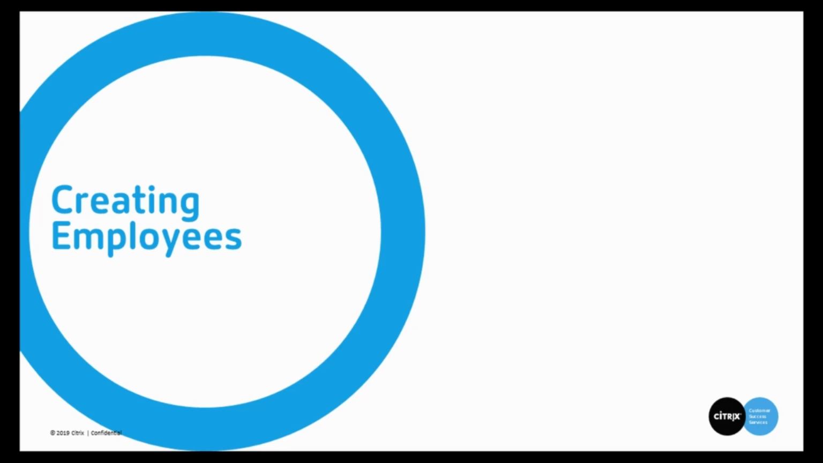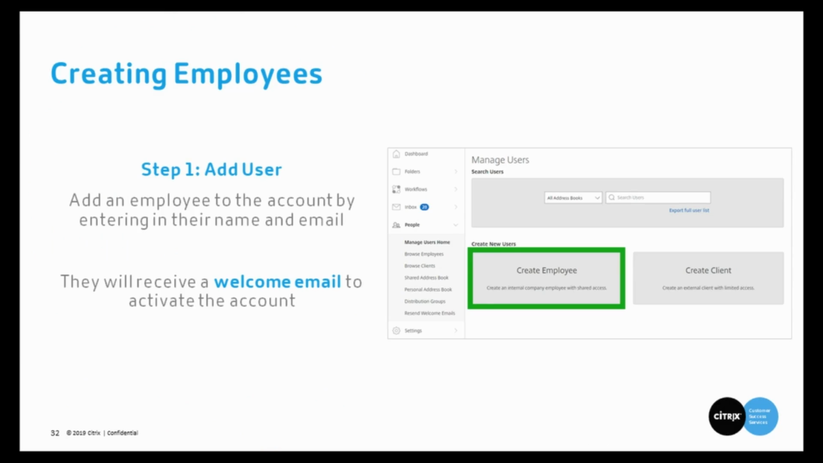Now, in order to create employees, there are 3 basic steps that you need to follow. The first one will be to add the user information, and then basically make sure that this person's email address is correctly spelled, because they will be receiving a welcome email to activate their own account.